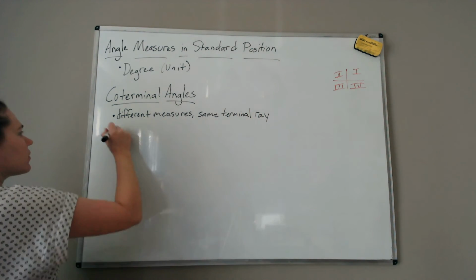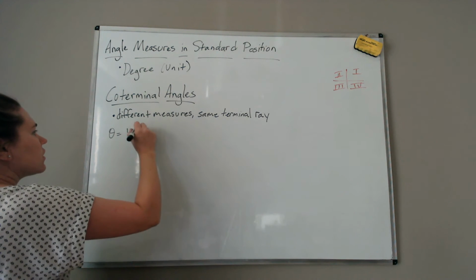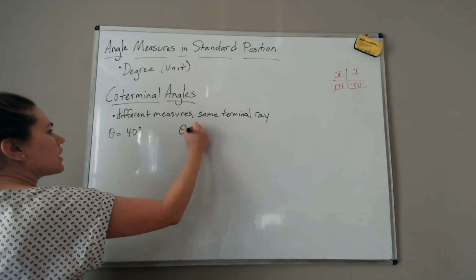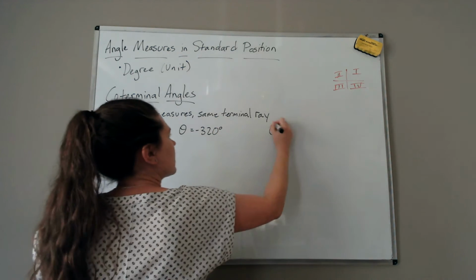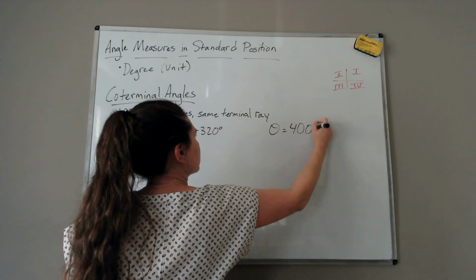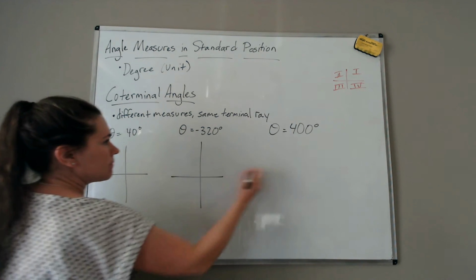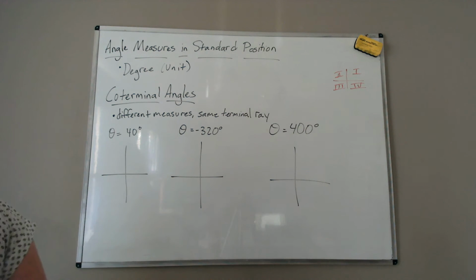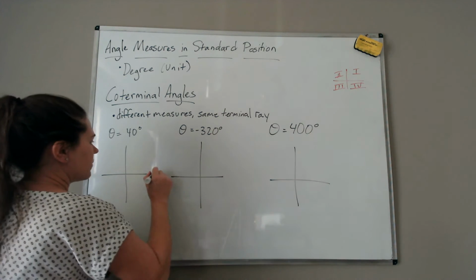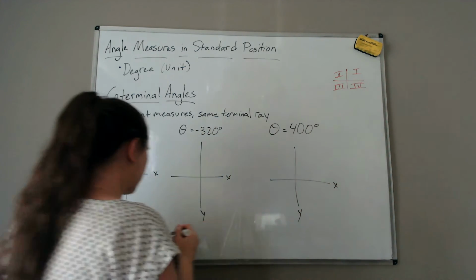So here's an example. Theta is 40 degrees. Theta is negative 320 degrees. And theta is 400 degrees. And if we drew all of these, okay, if we drew these 3, it would probably look better if we drew them all on the exact same coordinate plane, except that would be a little difficult to do. Everything will start looking the same here. Okay, and we draw these 3.